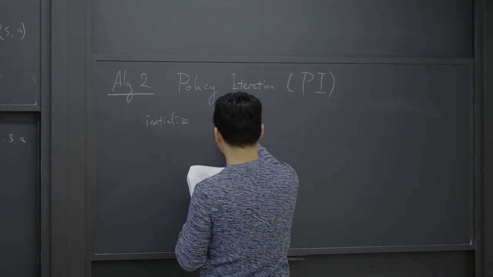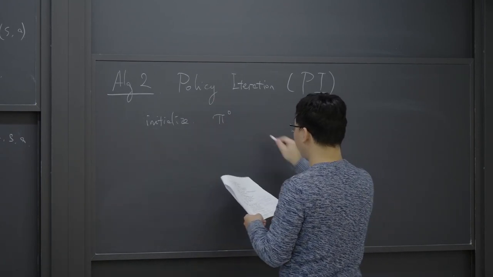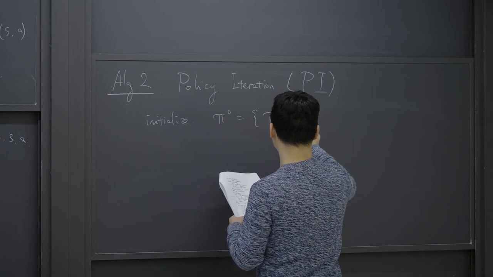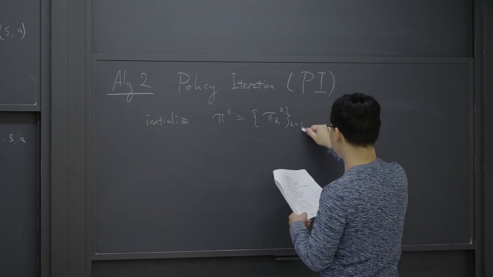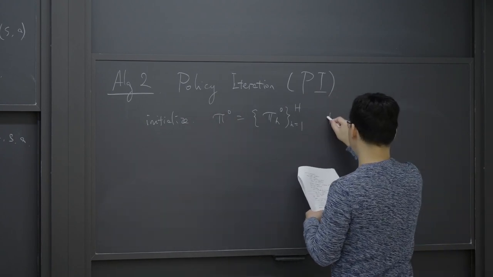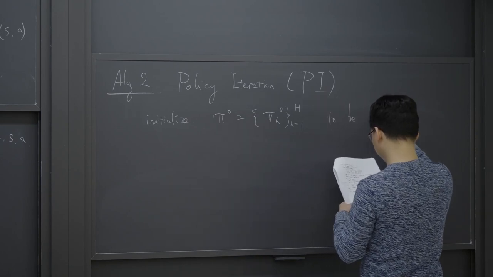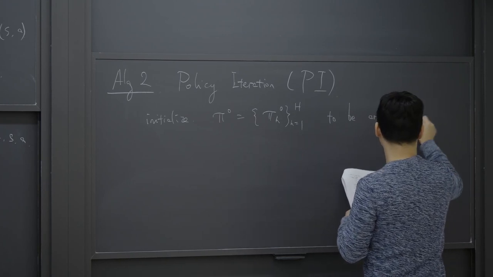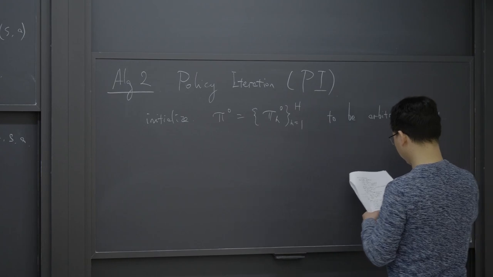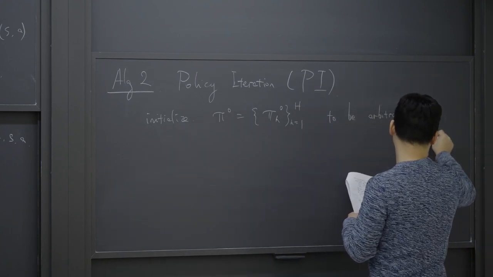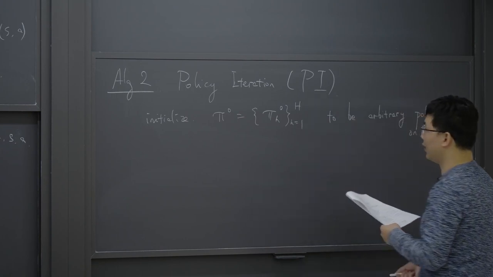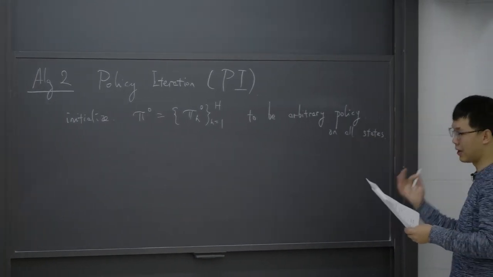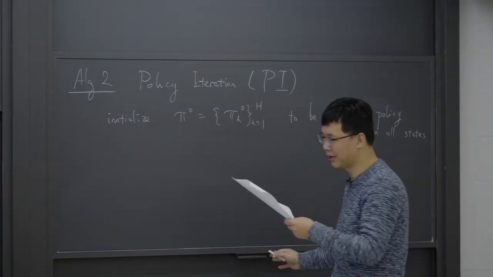pi 0. Pi 0 is essentially H different policies; we should have one policy at every step, set to some arbitrary policy on all states. The initialization doesn't really matter that much. Typically, you can either use a uniformly random policy, or if you have some prior knowledge, you just use it to initialize your policy.